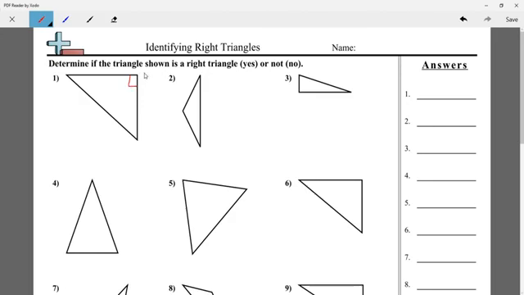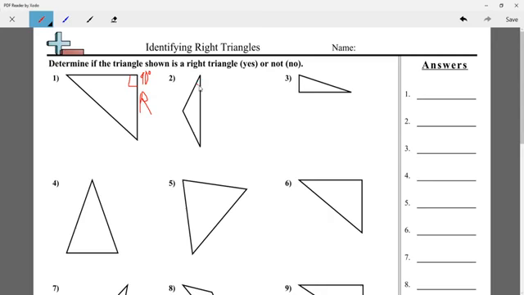Now, if this is 90 degrees, that means that these two, whatever they are, have to add up to another 90, right? Because all three angles in a triangle have to add up to 180, and since 90 plus 90 is 180, these two have to add up to the other 90. So this is a right triangle, okay? So now let's look at this one.